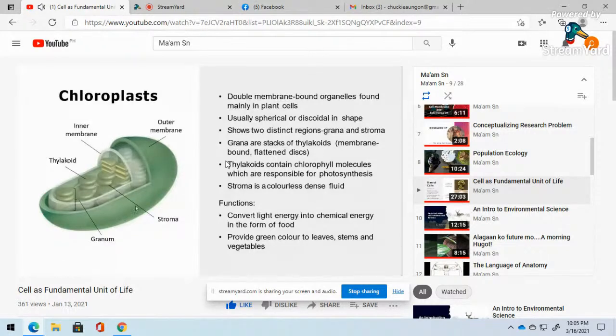Okay, thylakoids contain the chlorophyll molecules which are responsible for photosynthesis, and the stroma is the colorless dense fluid. So, in the case of the photosynthesis, the light-dependent reaction happens in the thylakoid part of the chloroplast, while the light-independent or the dark reaction happens in the stroma part of the chloroplast. Now, the function is to convert light energy into chemical energy in the form of food. That is from radiant to chemical, and to provide green color to leaves, stems, and vegetables.